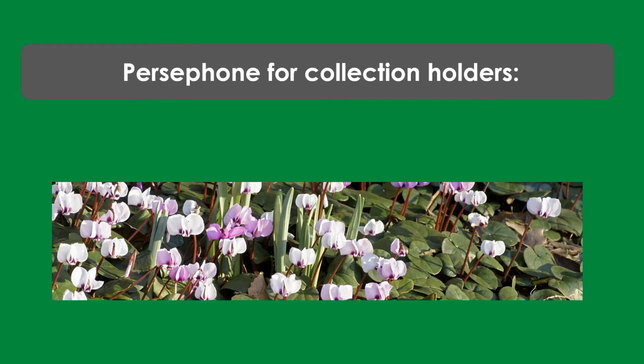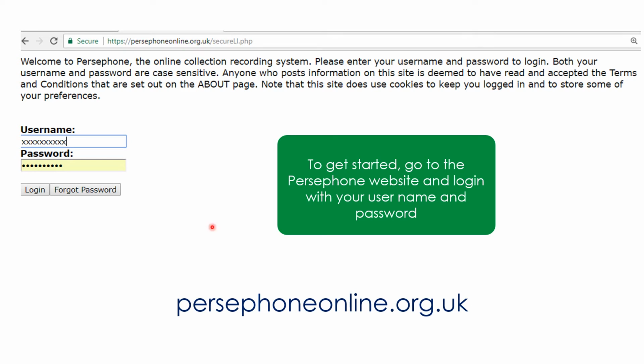I'll start by showing you a bit more about how Persephone works, using screenshots taken from the system running live. To get started, go to the Persephone website and log in with the username and the password that you'll be given when you sign up. Note that the Persephone website is not available to the general public, so you won't find it through a Google search. You'll need its full address, which is persephoneonline.org.uk, and you'll need to put that into the address bar. Notice the padlock here. This tells you that Persephone is protected by HTTPS security.